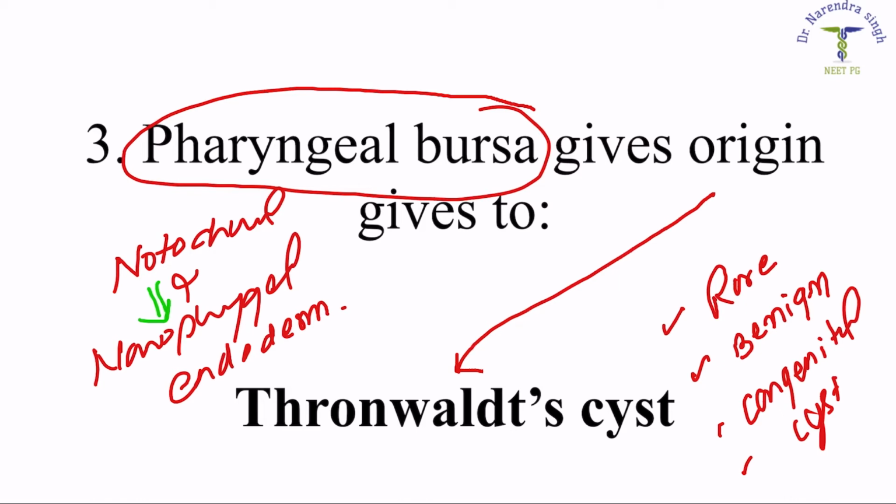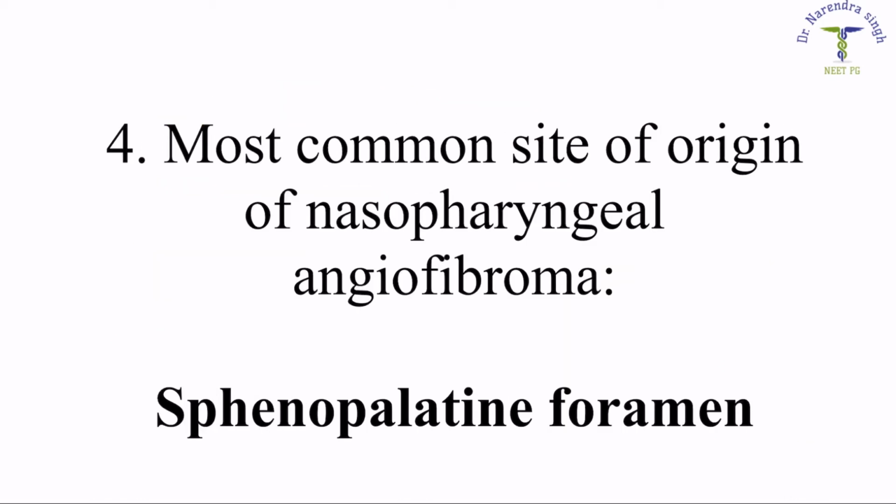Going to question number 4, which says: most common site of origin of nasopharyngeal angiofibroma? You have to learn this question like this only, because it will be asked like this in many PG exams. So the most common site will be the sphenopalatine foramen. What is the most common site? It is the sphenopalatine foramen.